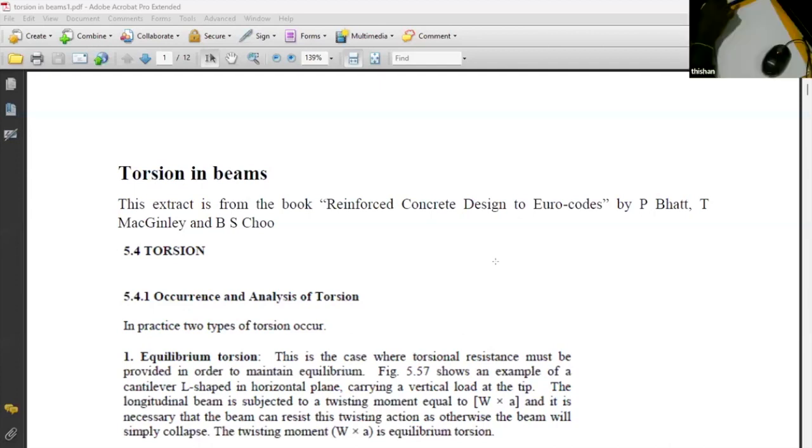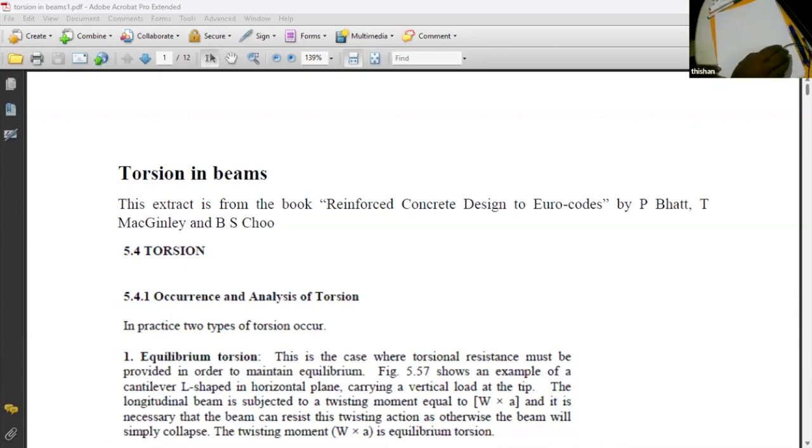Right, so last time we talked about torsion. We talked only the very basic stuff, like how to find whether a section can take torsion and so on. But today we are going to find the reinforcement requirement.